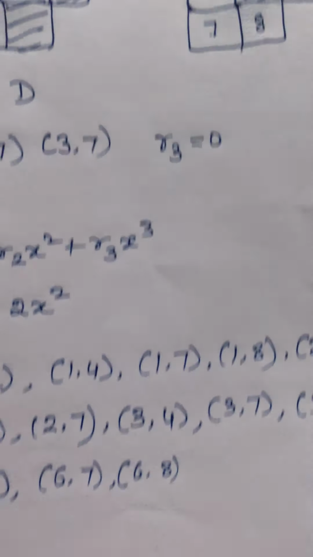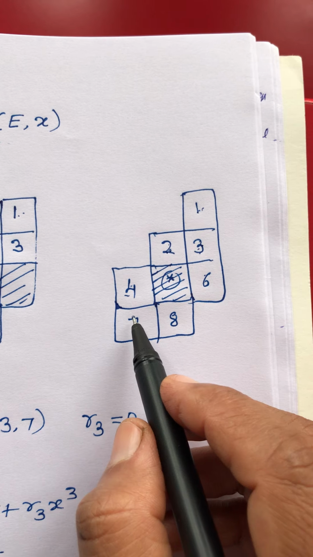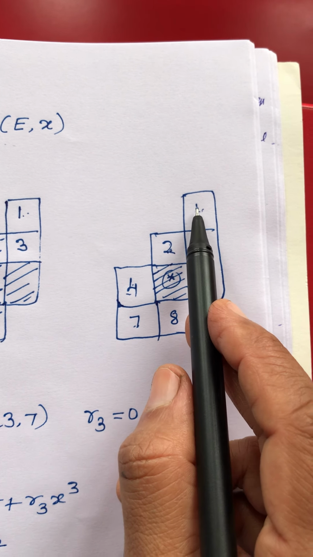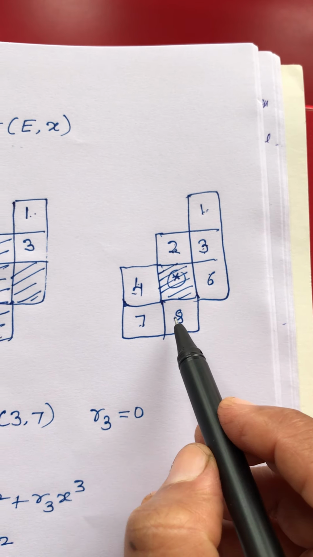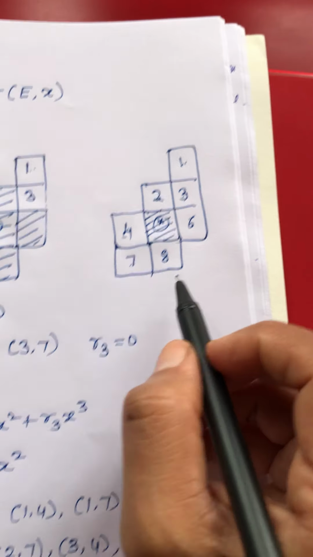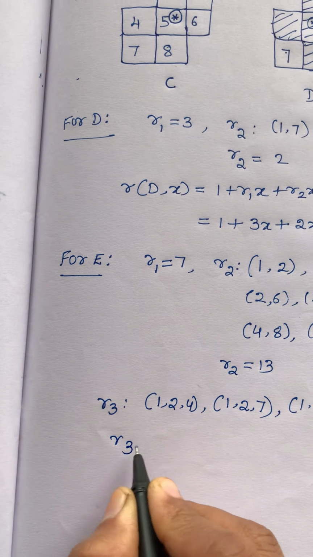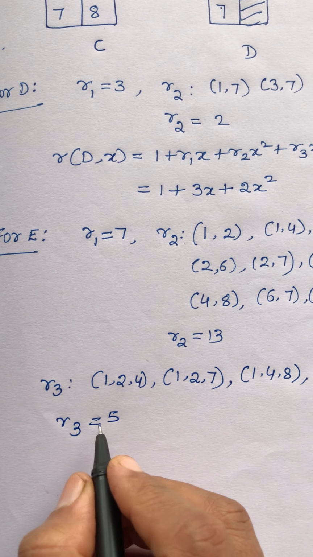Okay, anything else left? 3, 4, 8 is done, 2, 6, 7 is done. Starting from 4 we can't have any because now only 2 rows are left. We are checking for R3. Starting from 1 done, starting from 2, 2, 6, 7, starting from 3, 3, 4, 8. So that's it. Okay, R3 equals 5.